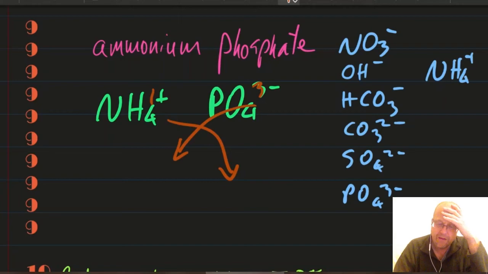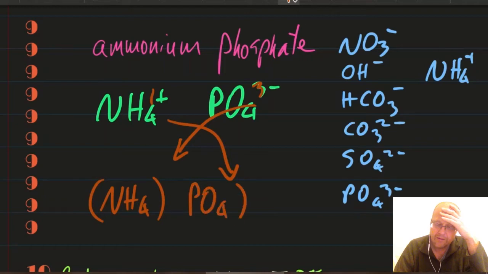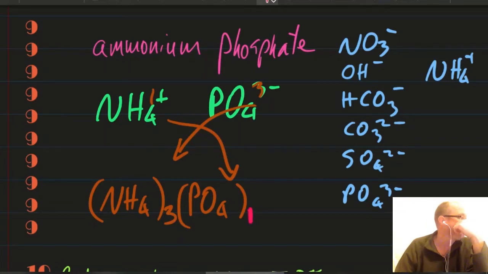What does that mean? Well, I've got ammonium, and I've got phosphate. So the 3 goes here, and the 1 goes there. 9b.